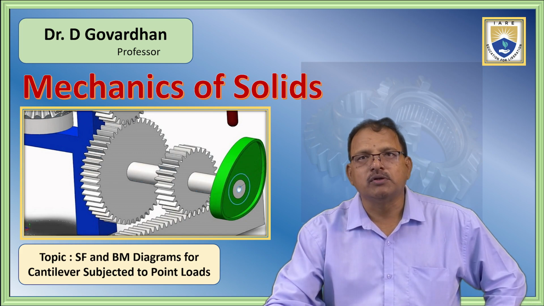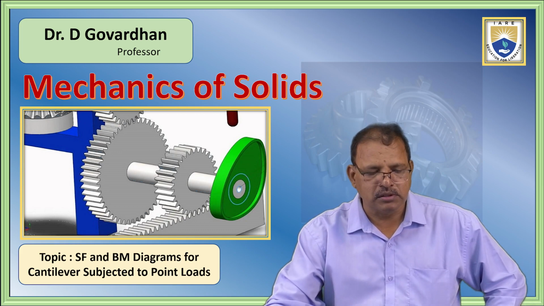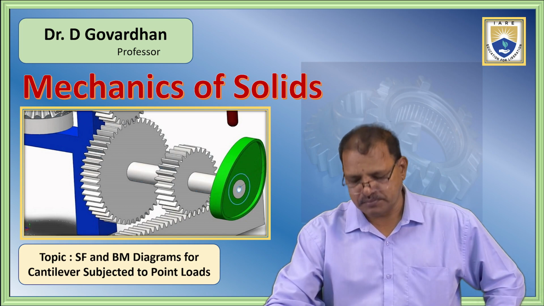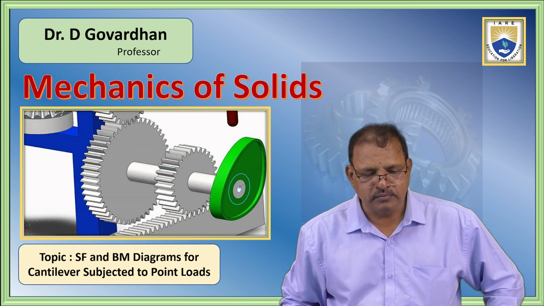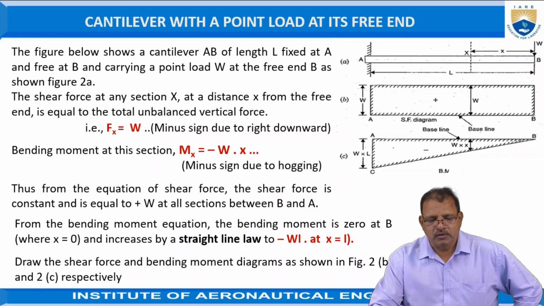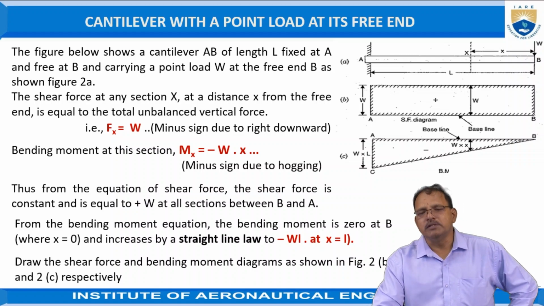Today, we are discussing the topic shear force and bend moment diagrams for a cantilever beam subjected to point loads and uniformly distributed load. Here the cantilever beam is the beam in which one end is fixed and the other end is free, as shown in the figure. Here the beam is always in a horizontal position.